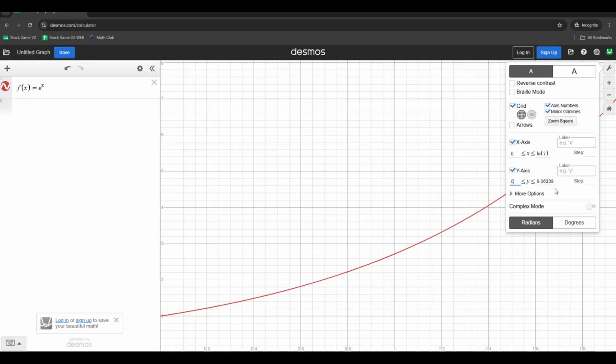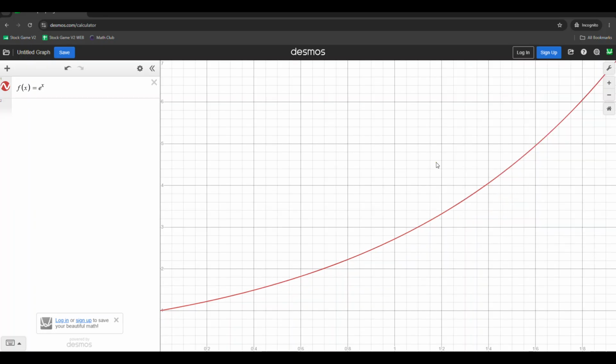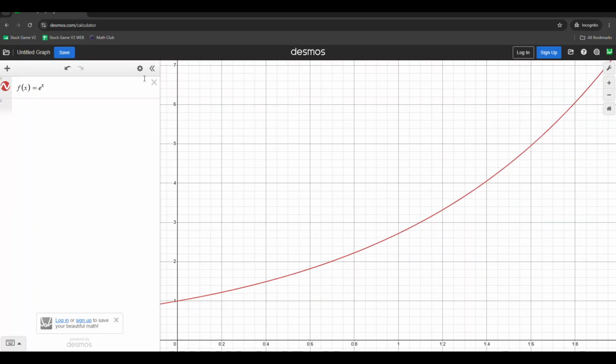We'll go 0 essentially to 7. And let's make this just a little bit thicker just so that we can really, really see it. So this is the curve. We want to find the area underneath. And so we're going to make a sum.